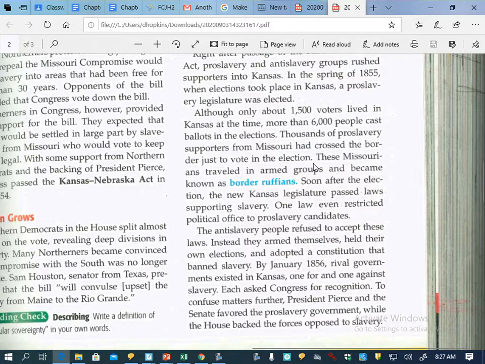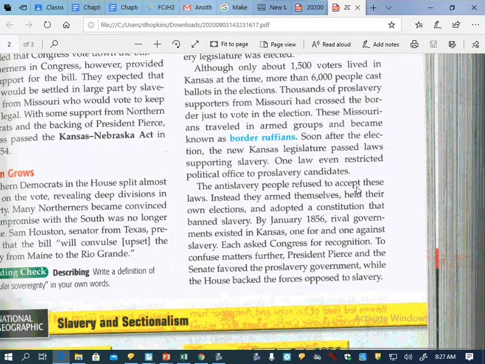These Missourians traveled in armed groups and became known as border ruffians. Soon after the election, the new Kansas legislature passed laws supporting slavery. One law even restricted political office to pro-slavery candidates. The anti-slavery people refused to accept these laws. Instead, they armed themselves, held their own elections, and adopted a constitution that banned slavery.